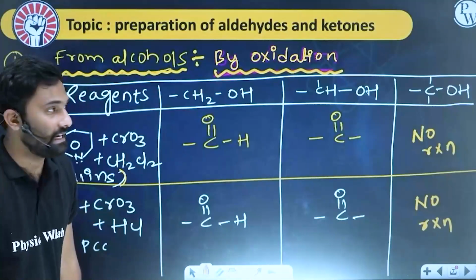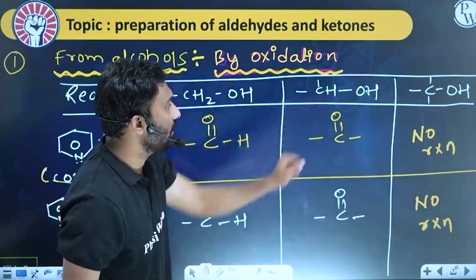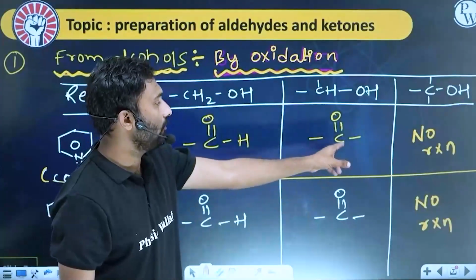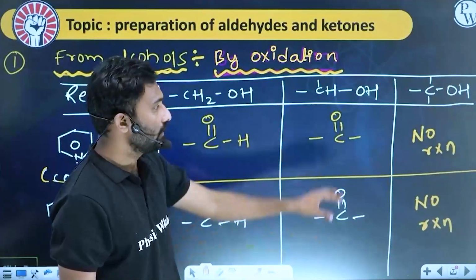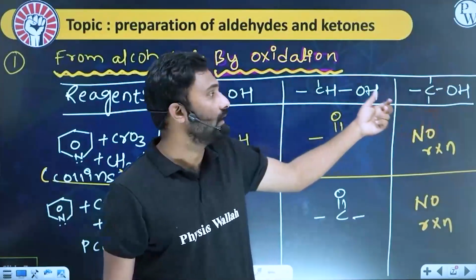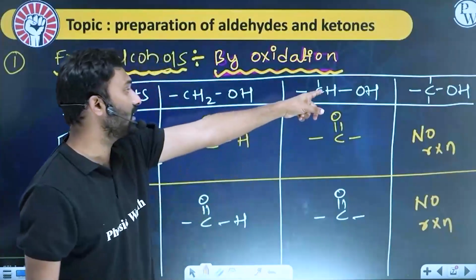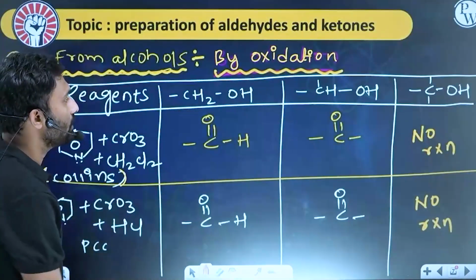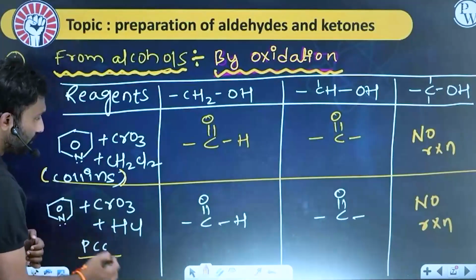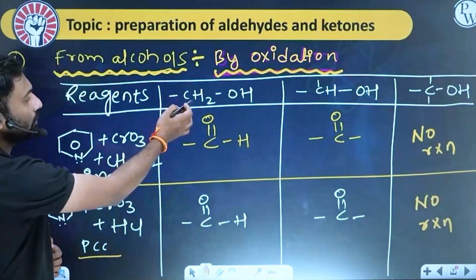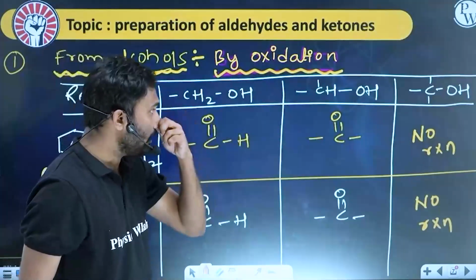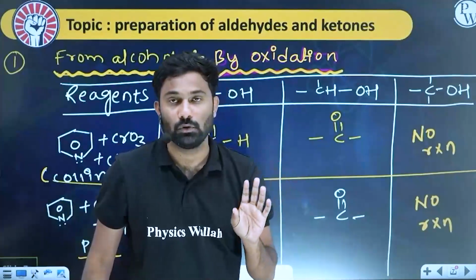be converted into aldehyde. Now secondary alcohol will be converted into ketone. Okay, now tertiary alcohol will not be converted, because here there is no acidic hydrogen, or alpha hydrogen. Now next, PCC and Collins reagent, what do they do? First, primary alcohol will be converted into aldehyde and the secondary alcohol will be converted into ketone.